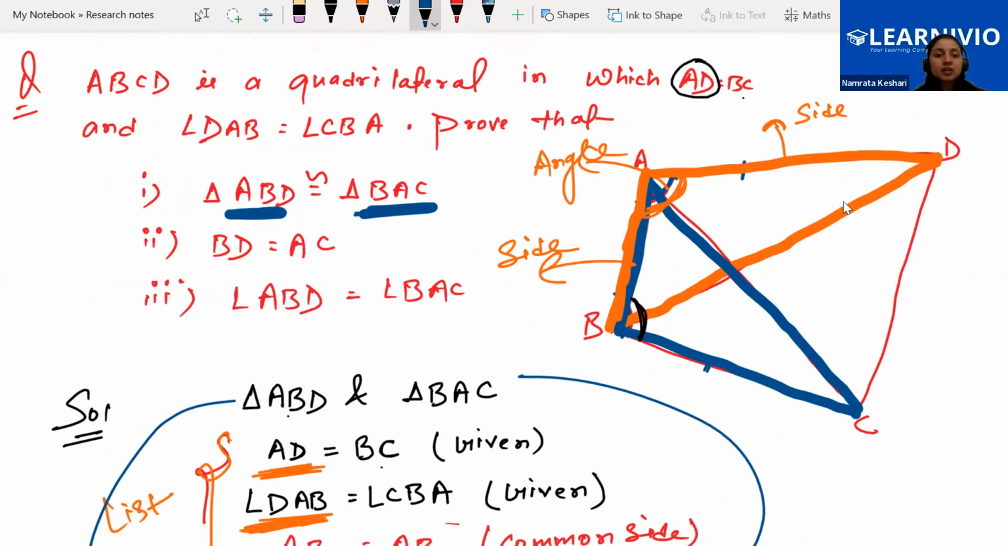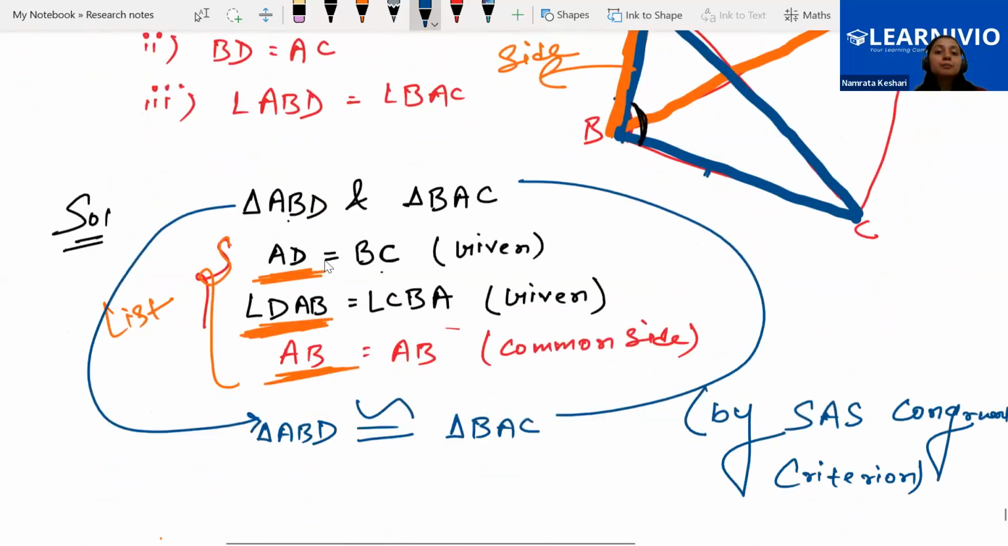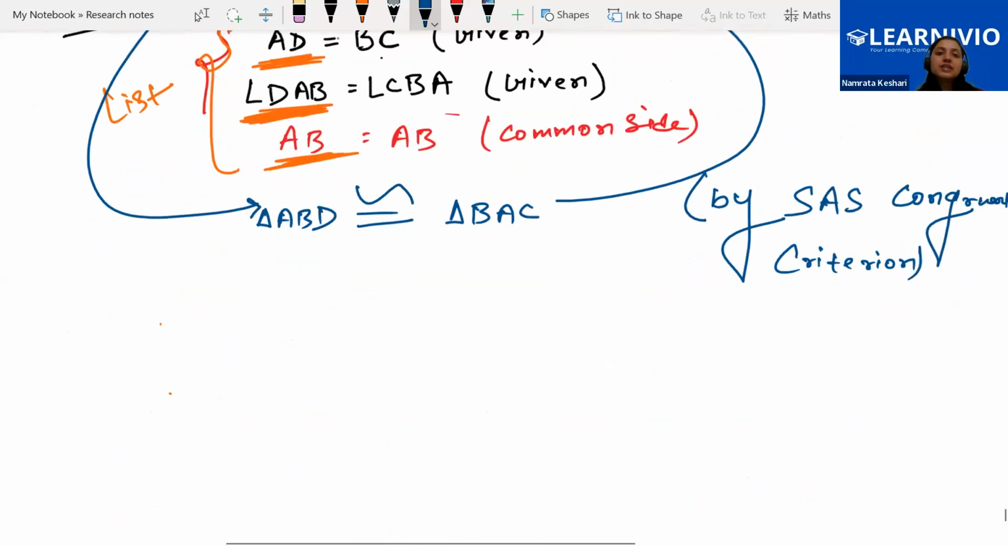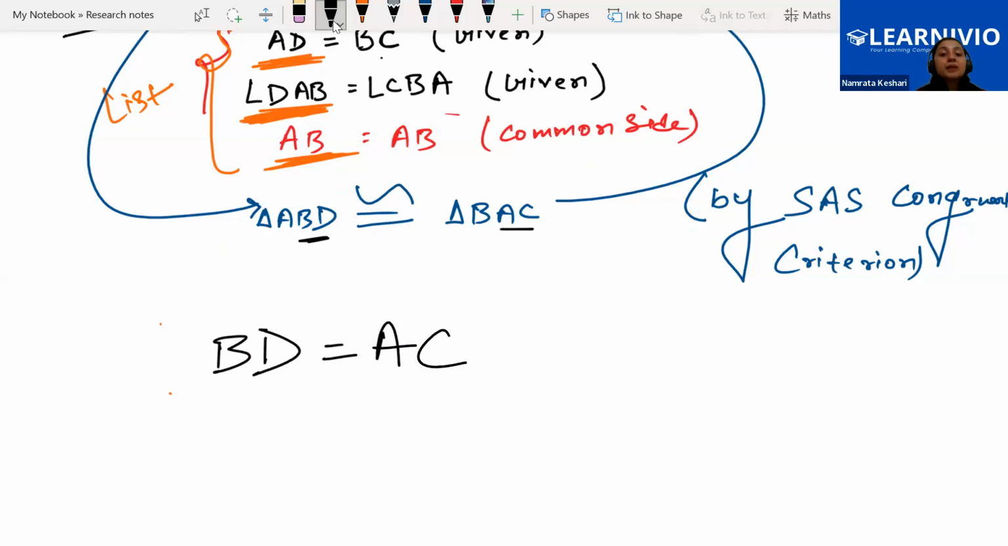Now focus on the second part of the question. It says show that BD is equal to AC. Prove that BD and AC are the same. Since we have written the congruency, now we can say BD and AC are nothing but corresponding parts of congruent triangles. Once these two triangles are congruent, automatically BD and AC will be the same. That's what I was explaining to you.